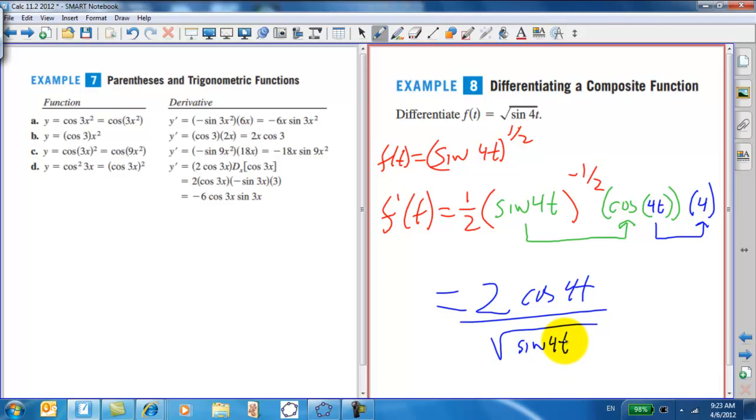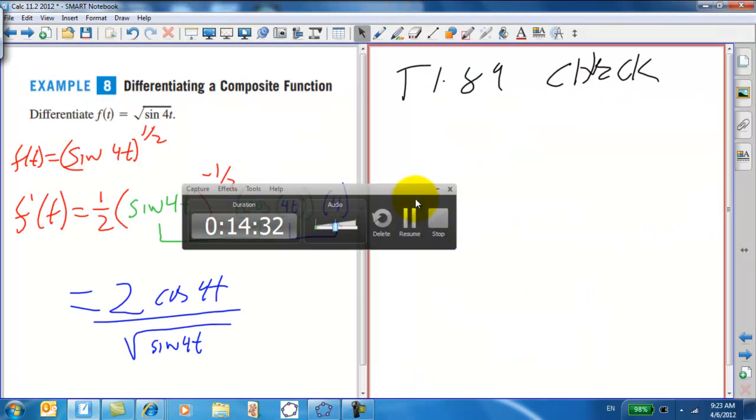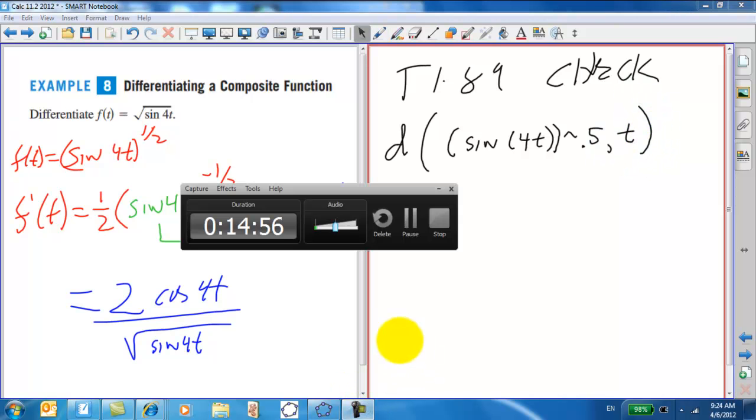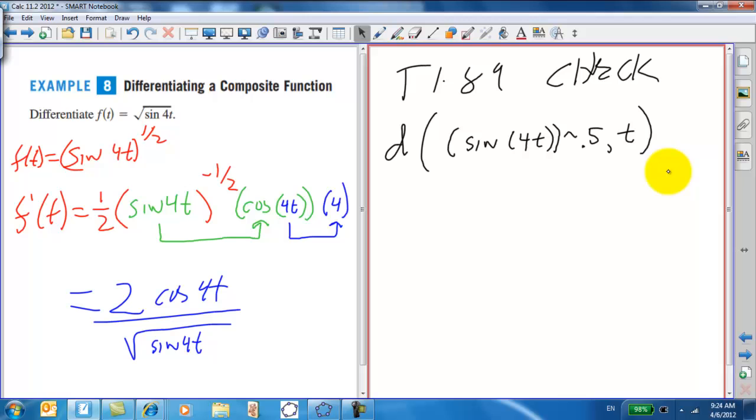Okay? Let's see what sort of twisted, bizarre form the calculator says. For the TI check, you should go derivative of, now getting this all in here like this, we'll have to use parentheses, sine, parentheses, 4t, and parentheses raised to the 0.5 with respect to t. And let's see what the calculator says. Calculator agrees exactly. Check.